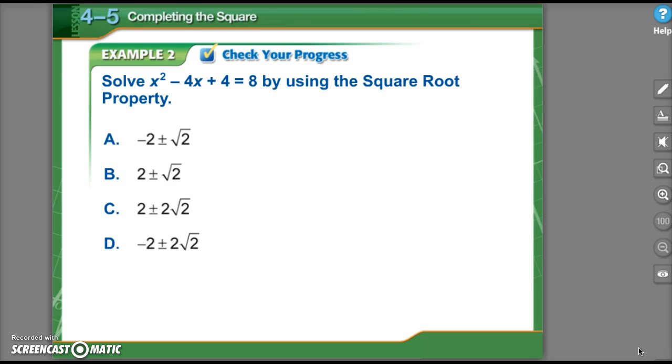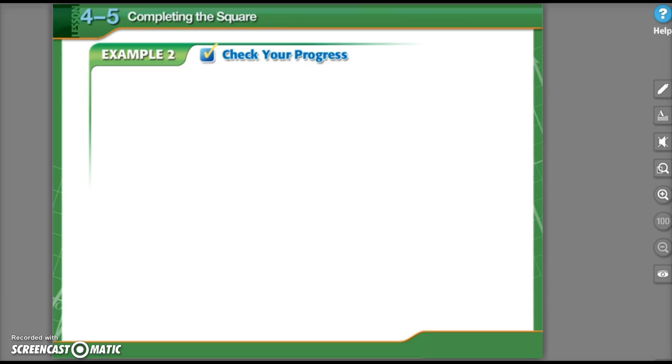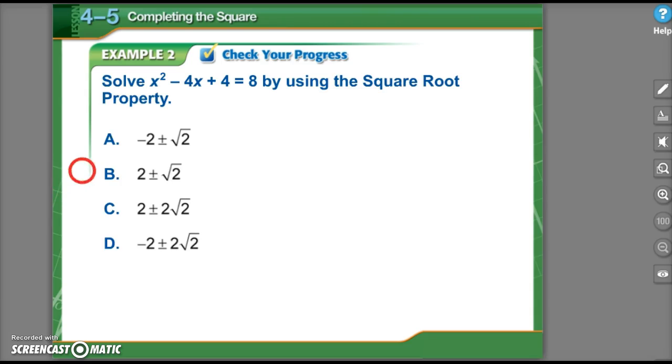Okay, here's one for you to check your progress on. Pause the video and work on the answer. And when you have your answer, come back and advance to the next slide. And our answer here is 2 plus or minus 2 times the square root of 2.